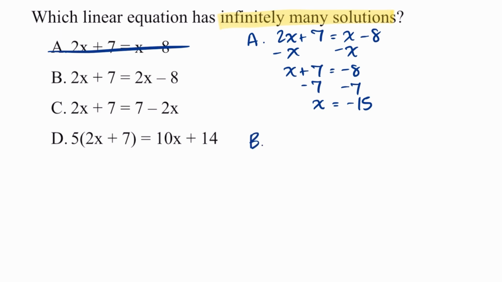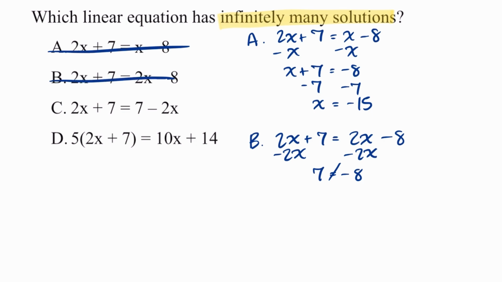When we look at B, 2x plus 7 equals 2x minus 8. Subtract 2x from both sides, and we get 7 equals negative 8, which is untrue. So B has no solutions.